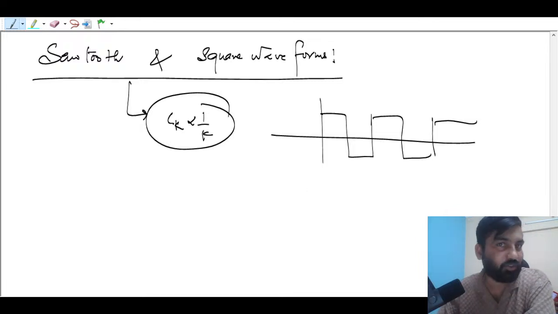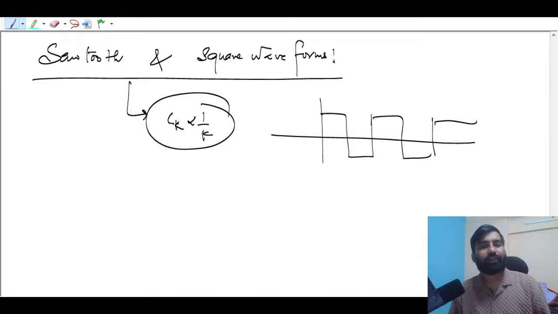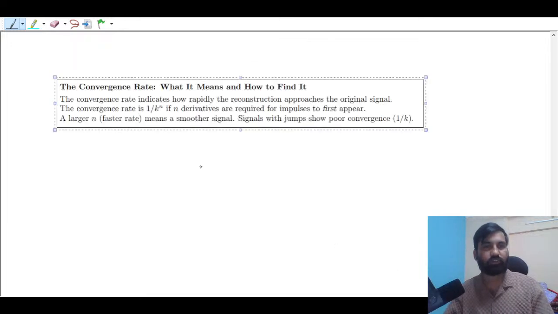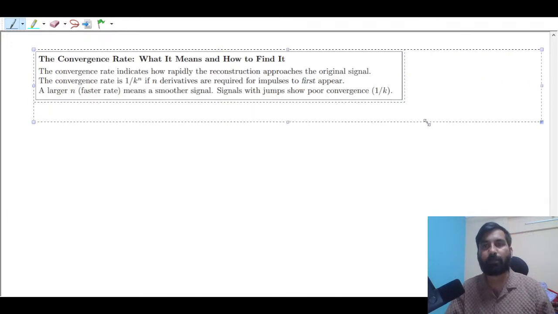And I hope everybody knows how to differentiate a signal. I have told you in the basics, okay? So please do remember that. So this is one of the important concepts that I wanted to highlight. So convergence rate, what it means and how do we find out, okay? So this is the conclusion.